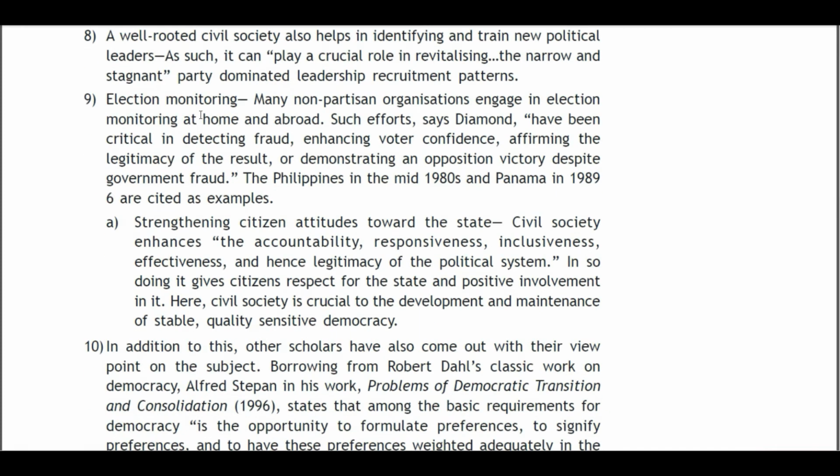Ninth, election monitoring. Many non-partisan organizations engage in election monitoring at home and abroad. Such efforts, says Diamond, have been critical in detecting fraud, enhancing voter confidence, affirming the legitimacy of the result, or demonstrating an opposition victory despite government fraud. The Philippines in the mid-1980s and Panama in 1989 are cited as examples.